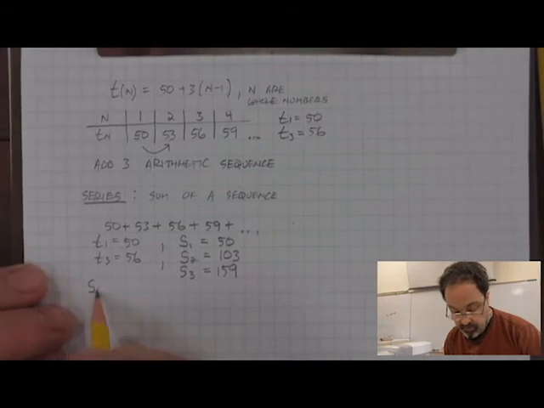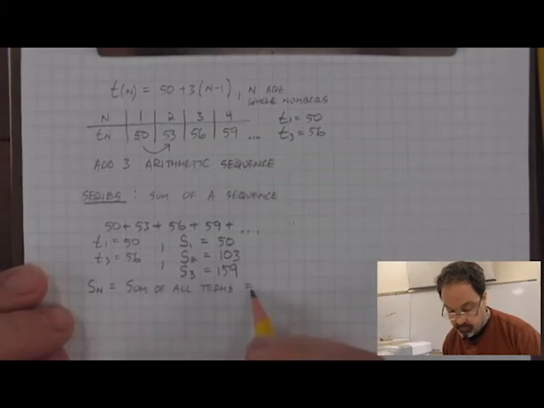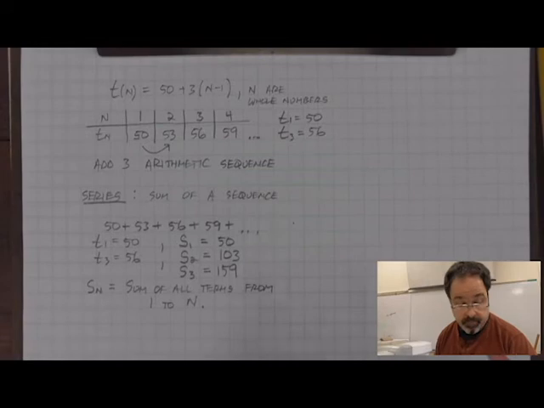So in general, the notation S sub n stands for the sum of all terms from 1 to n. S, capital S, stands for sum.